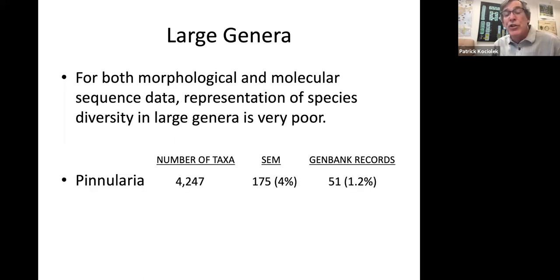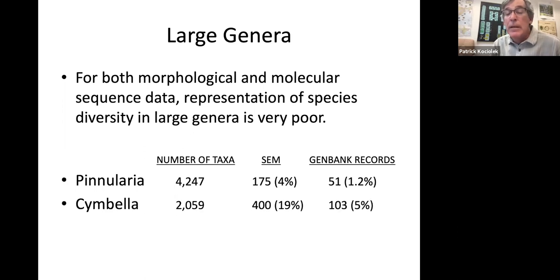So here's the genus Pinnularia. Over 4,200 taxa have been described, about 175 of them with SEM. This estimate is from Gall et al., and Henderson and Reimer, and then some other estimates. And then how many GenBank records? For this genus, we only know a small fraction in terms of the data we have for morphology and molecular data.